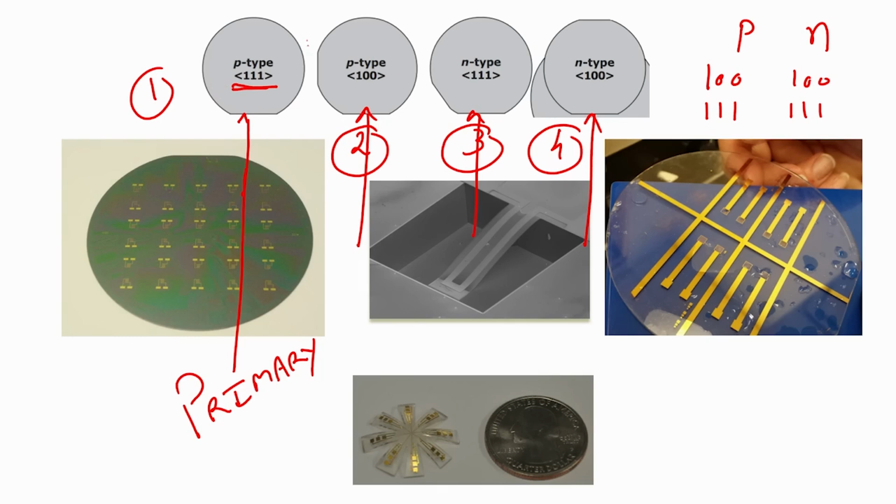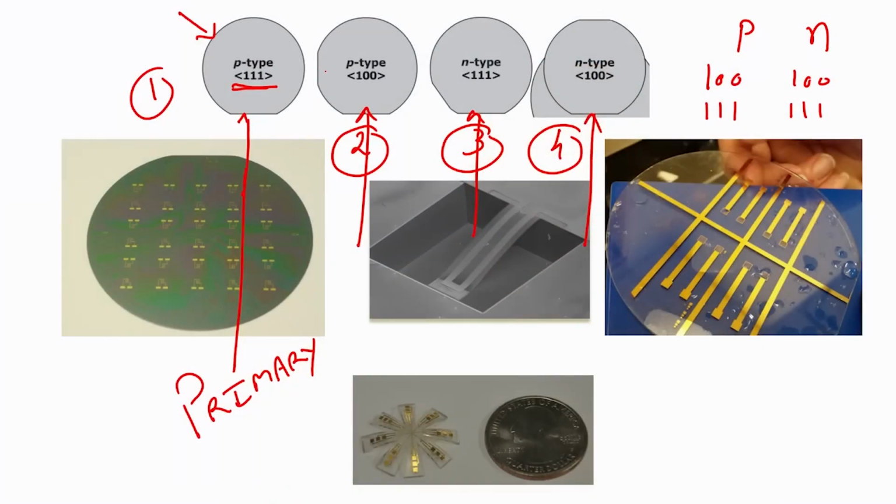Can you find a flat in this circle? There is no flat in this particular circle. Now, if you go for p type 100, then we also have a secondary flat along with the primary flat. So let us see where the secondary flat is.